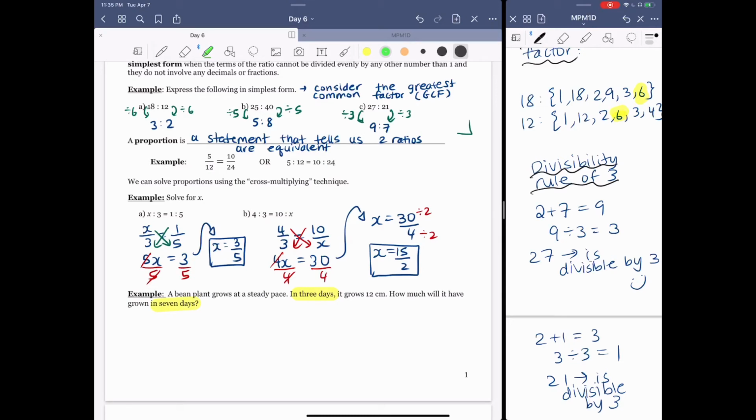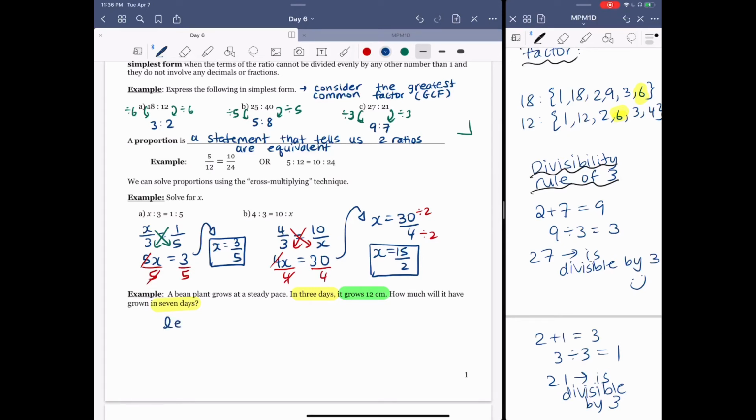Notice that I highlighted the ones that have the same unit. And then, a bean plant grows at a steady pace. In 3 days, it grows 12 centimeters. So I broke down what kind of information I had. It's a word problem, so I need to write a let statement, meaning if I'm going to introduce any variables like x, I need to tell the reader what I'm talking about.